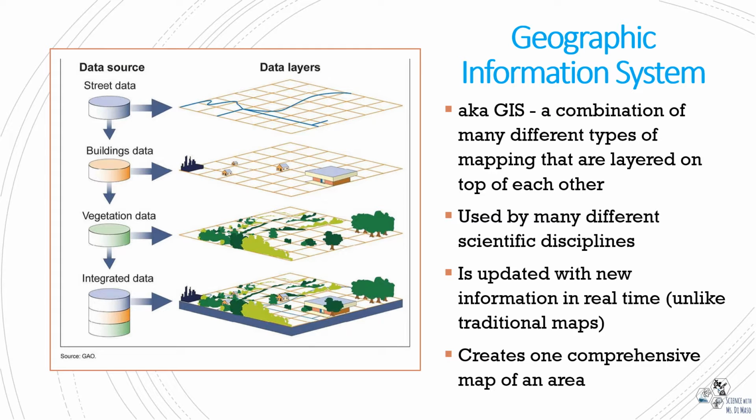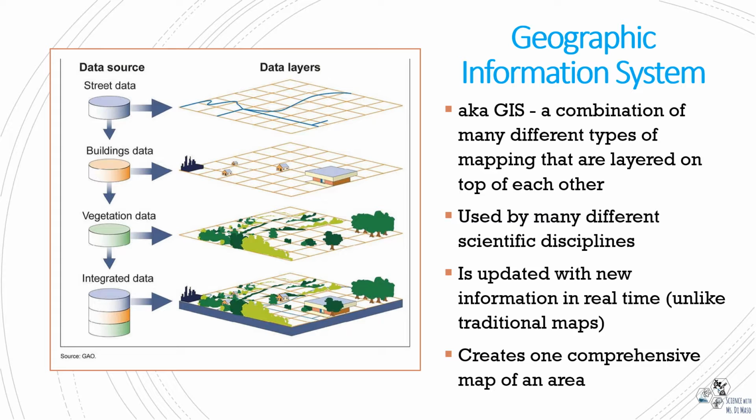The last thing that we're going to talk about is the Geographic Information System, GIS. It's just a combination of many different types of maps that we layer on top of each other to make one kind of big hardcore map. And we use it in many different scientific disciplines. So it's updated all the time with new information, which you can't really do with a traditional map.